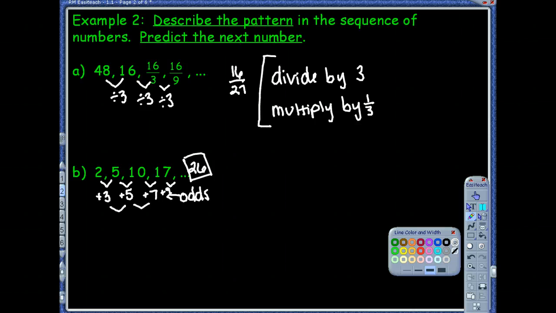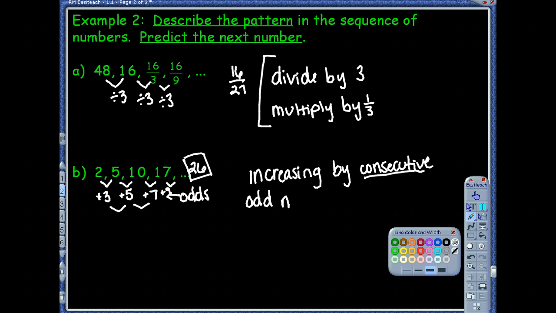increasing or adding. So I could say increasing by, we were talking about odd numbers, but they're not just any odd numbers. Like 1 is an odd number. So it's increasing by, oh, she's writing the word consecutive. So consecutive means like one right after another. So increasing by consecutive odd numbers, and probably need to say starting with 3, because 1 is an odd number, but it's not part of this pattern.